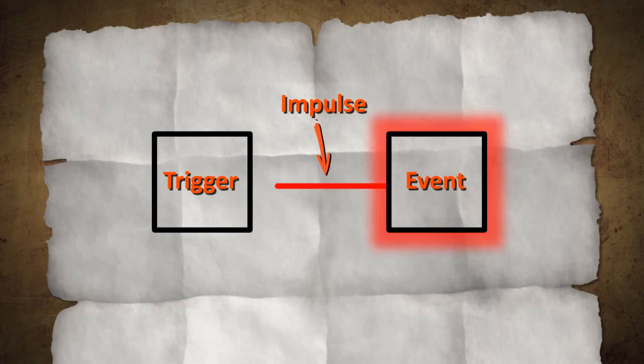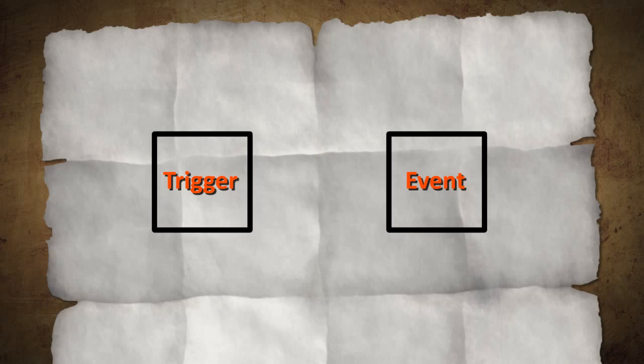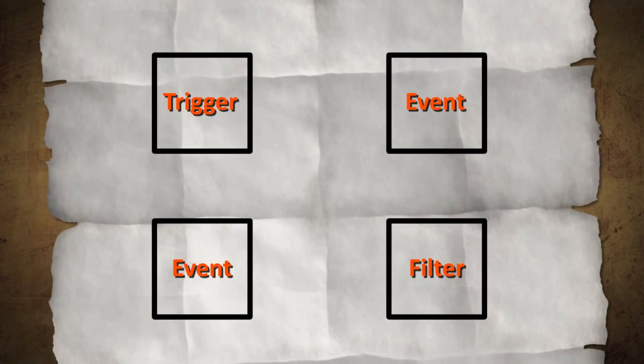The triggers function by producing an impulse and sending it along to an event or filter. The events and filters all have various actions that they perform, and the impulse is basically a message that says, alright, now it's time to do your thing. The impulse can also be passed along between events and filters, allowing you to create a chain of events that are all activated by one trigger.